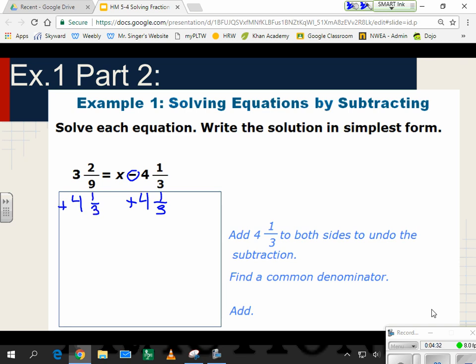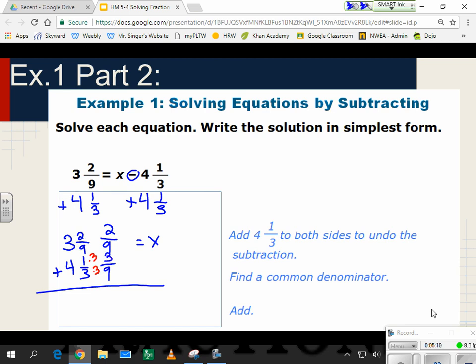So now if I rewrite this, I know x is all alone. But I'm going to rewrite 3 2/9 plus 4 1/3. I realize I need to make a common denominator. So if I find the least common multiple of 3 and 9, I find out that it's actually 9. So I don't have to change anything here, but I do need to change something here. 3 times what gives us 9? That would be 3. What we do to the bottom, do to the top. 3 times 1 is 3.